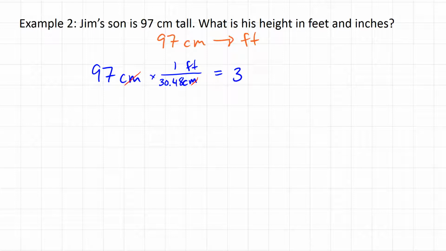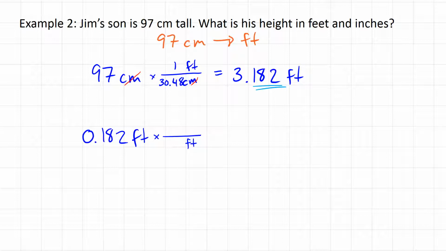And I get 3.182 feet. So now we know that there's 3 feet in 97 centimeters plus a little bit extra. So now I want to convert this little bit extra, this 0.182 feet, into inches. That way I'll know it's 3 feet and some number of inches. So I'm going to convert this into inches by multiplying by a fraction with feet on the bottom, inches on the top, 12 inches for every 1 foot.